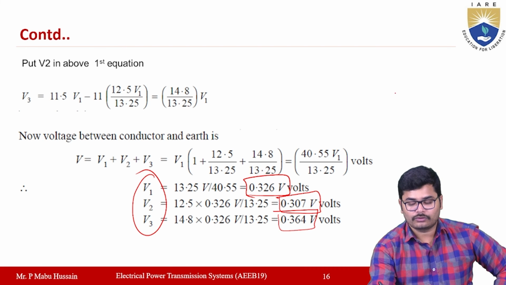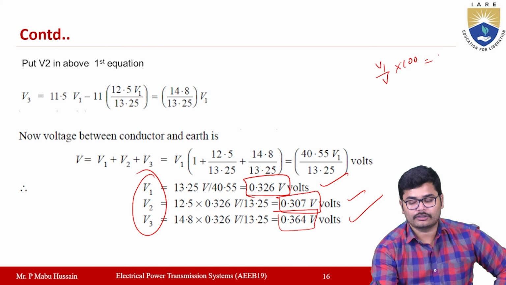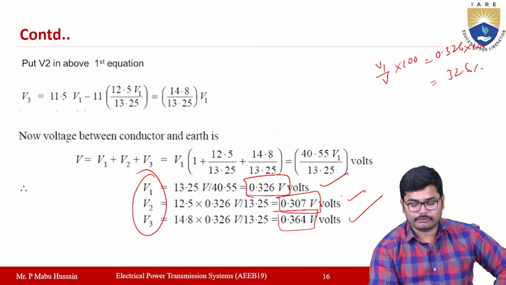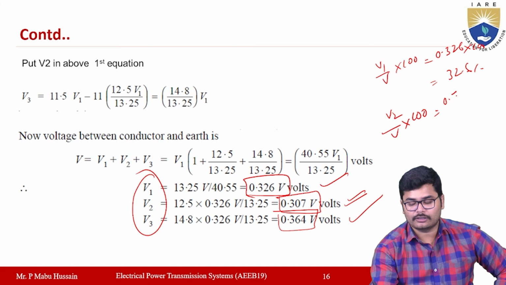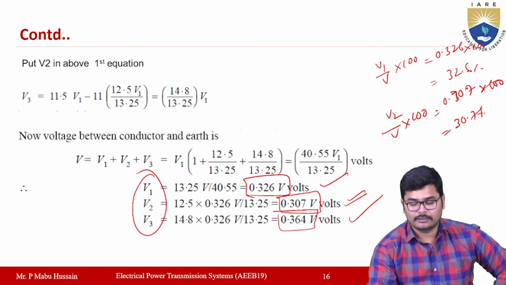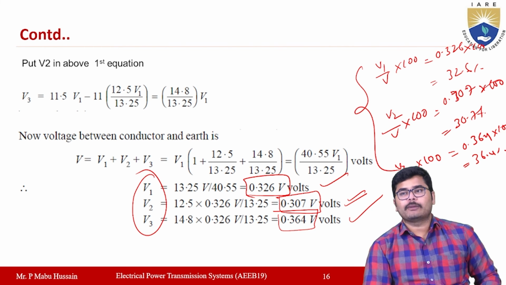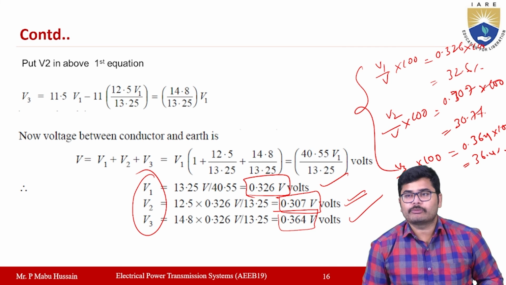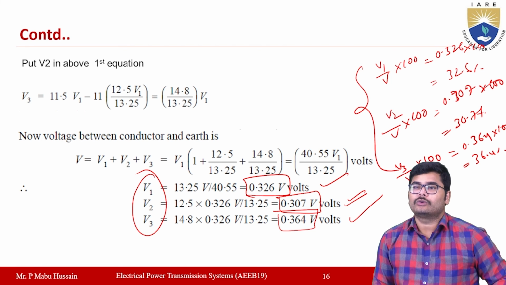Now from all these equations you can write V1 by V multiplied by 100 as 0.326 multiplied by 100, which is 32.6%. From the second equation, V2 by V multiplied by 100 is equal to 0.307 multiplied by 100, which is 30.7%. And V3 by V multiplied by 100 is equal to 0.364 multiplied by 100, which is 36.4%. So these are the percentage voltage distribution across each unit as a percentage of the total voltage.